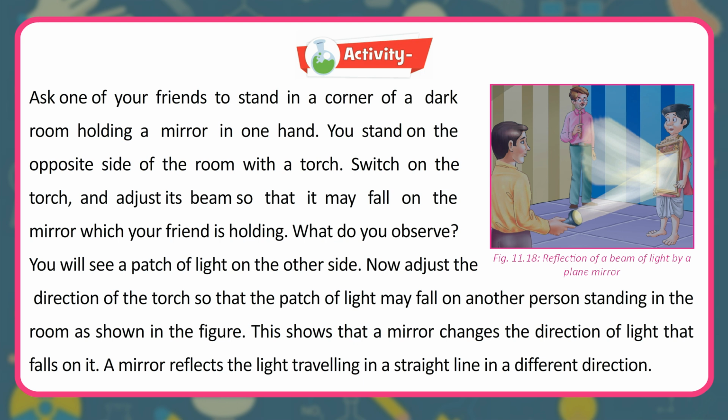Now adjust the direction of the torch so that the patch of light may fall on another person standing in the room as shown in the figure. This shows that a mirror changes the direction of light that falls on it. A mirror reflects the light traveling in a straight line in a different direction.